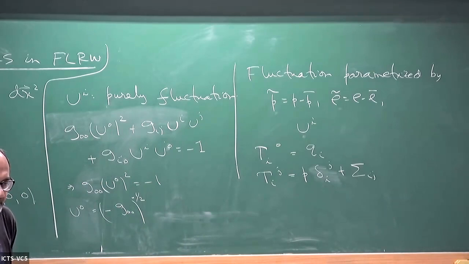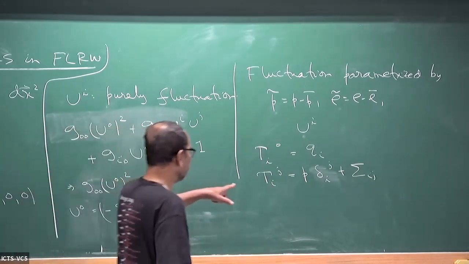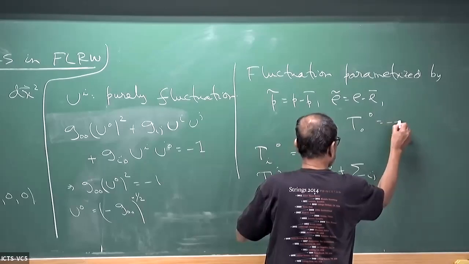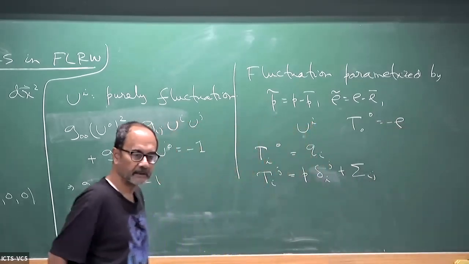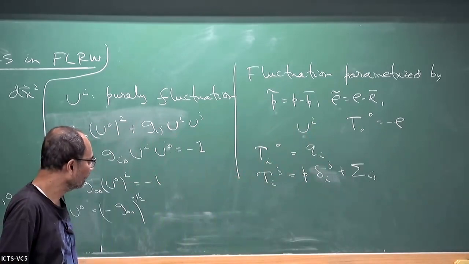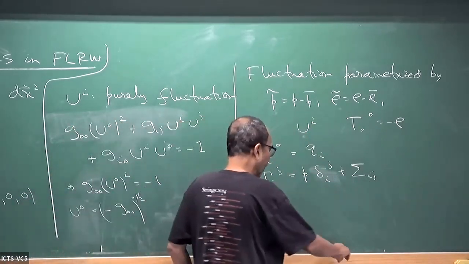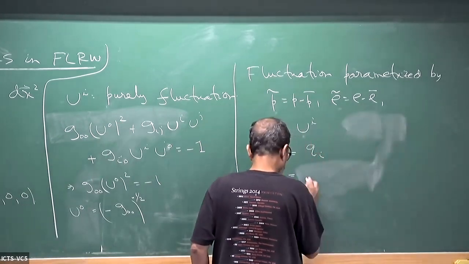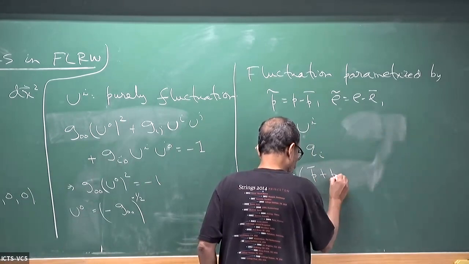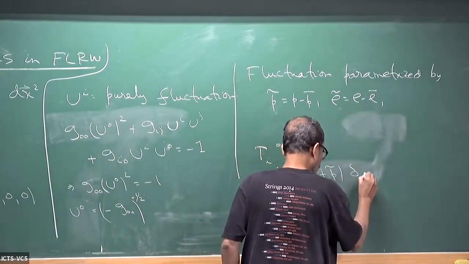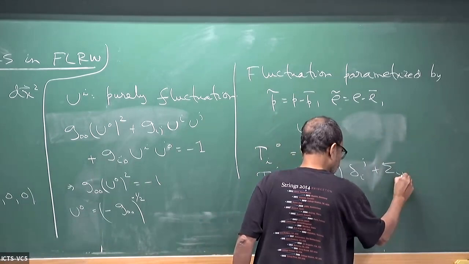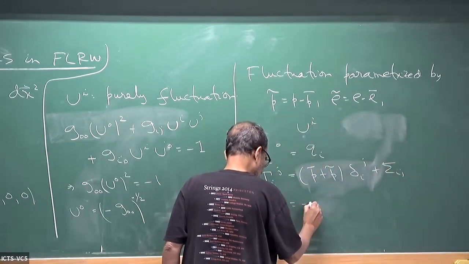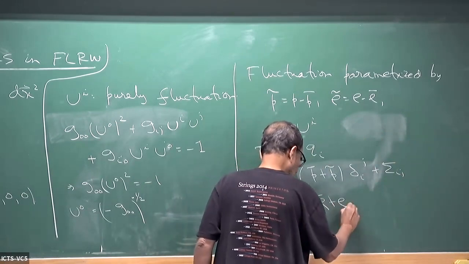Is that clear? So T_i0 was q_i, T_ij had this form, and T_00 was minus rho, right? This is what we had. Let me write it that way: T_ij was (P bar plus P tilde) delta_ij plus sigma_ij, and T_00 was minus (rho bar plus rho tilde).